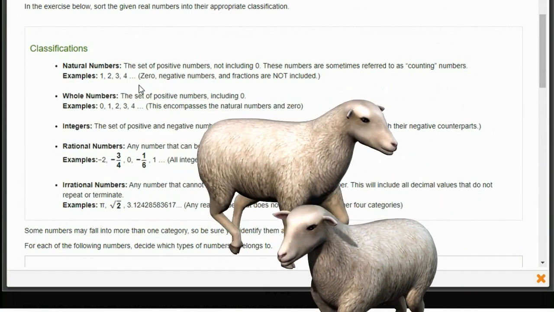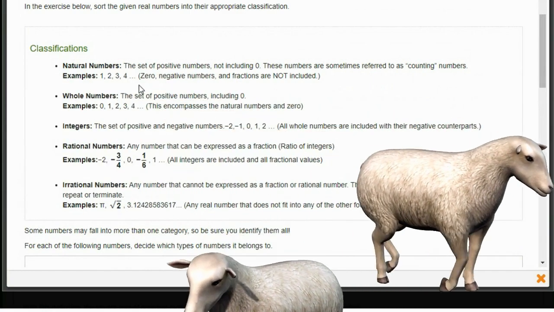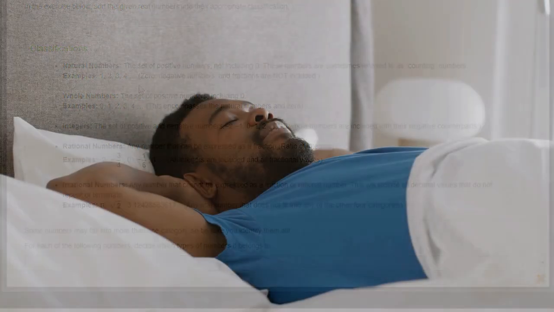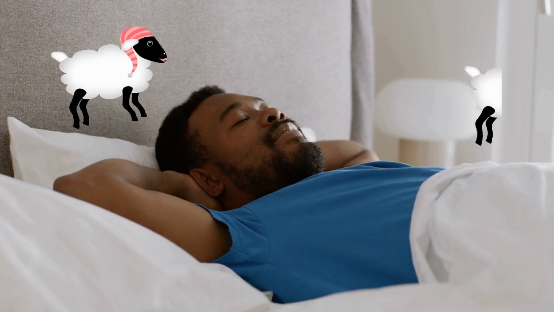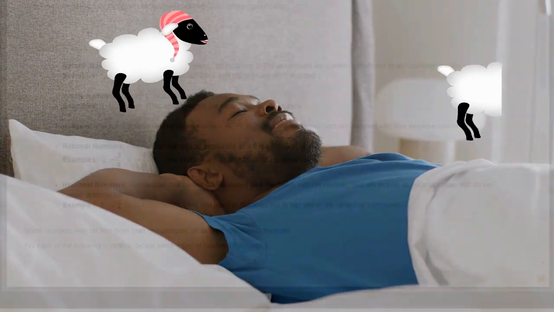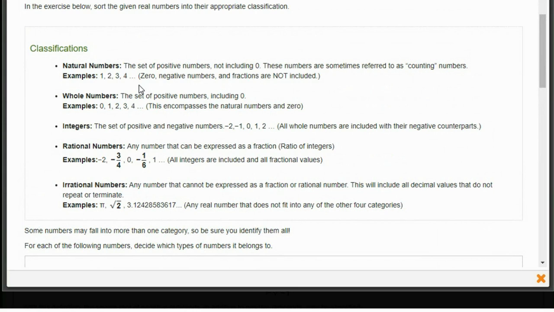If someone didn't have sheep, you didn't say, hey, you have 0 sheep. That's not how numbers started. They started with saying, let me see how many sheep I have: 1, 2, 3, 4. And so that's the natural numbers. That's where we started as a civilization with numbers.